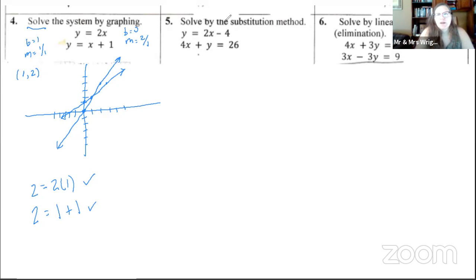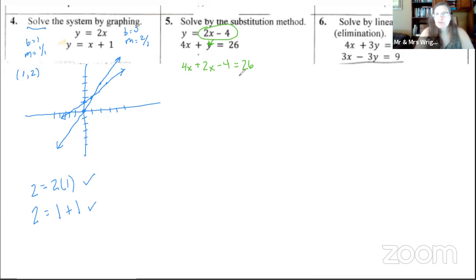All right, solve by the substitution method, and that means what we're going to do, this says y equals right here. So we're going to take that and plug it in where the y is. So I'm going to have 4x plus, instead of writing y, I'm going to write 2x minus 4, and then finish my equation equals 26.